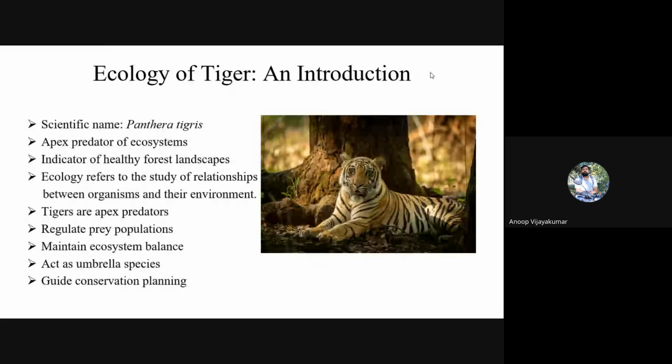So the term ecology means the study of relationships between organisms and the environment. Tiger and the environment: how they are interacting, what their prey base is, how they are connected to the ecosystem. We should have good knowledge of all those things, then only we can strengthen that. Only if we strengthen their requirements can we protect the ecosystem.